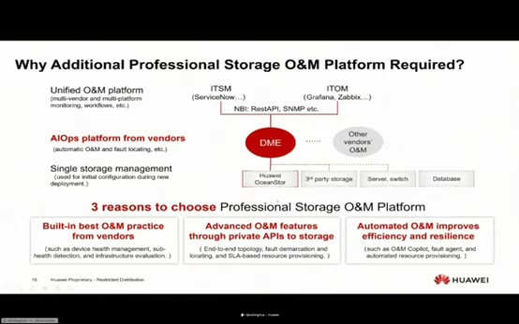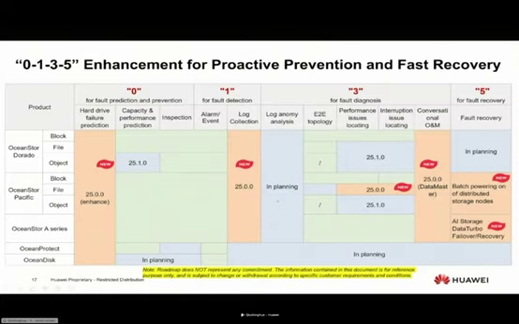Yeah. So for the key features update, first is the 0-1-3-5. The 0 means that we can prevent the potential risk in advance before the problem happens. The 1 is that once the problem happens, we can detect this fault within 1 minute. The 3 means that we can easily find where the problem belongs to, within 3 minutes. And the 5 means that we can give the root cause and give the guidance to recover it. So this is the 0-1-3-5.